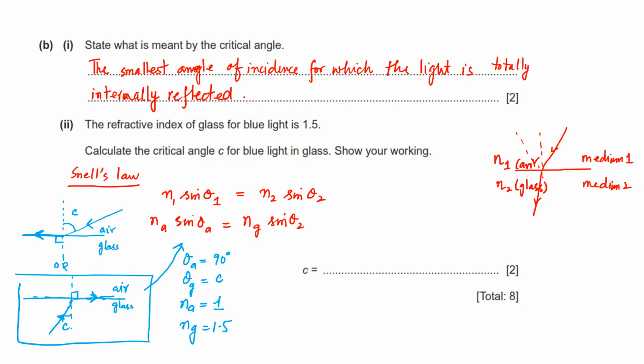Now put in the values. What we will get is 1 times sine of 90 degrees equals 1.5 times sine of C. So C becomes sine inverse of 1 divided by 1.5. This comes out to be 41.8103 degrees. So the value will be 41.81 degrees. This is how you calculate this, and this will be your answer.